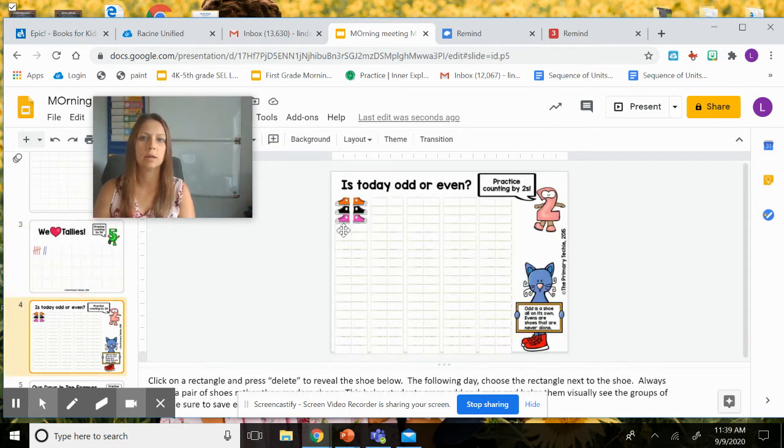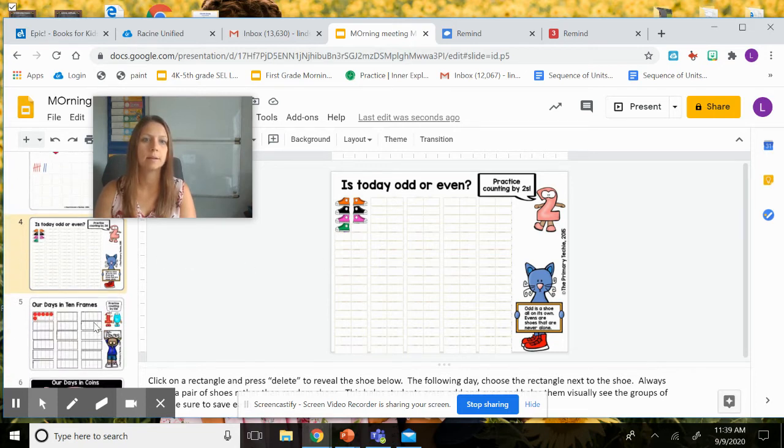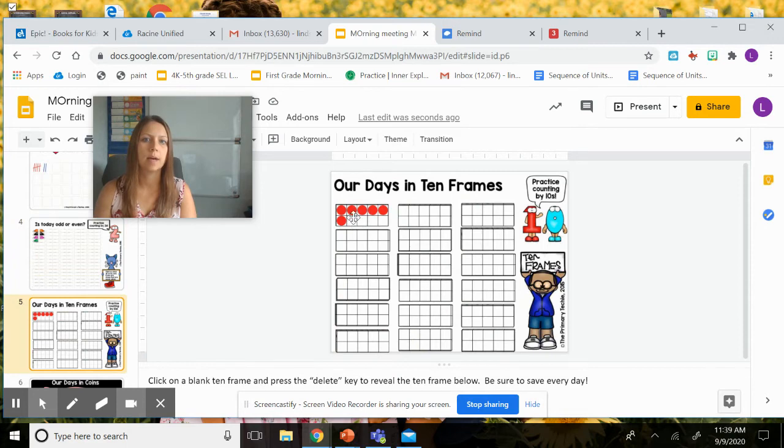Let's see what color Pete the Cat's shoes are today. They are green, but we only have one green shoe, so we know that our number 7 is odd. Remember, the orange ones have a pair, the black ones are a pair, the pink ones are a pair, and now we have green all by itself, which means it's an odd number. 7 is odd.